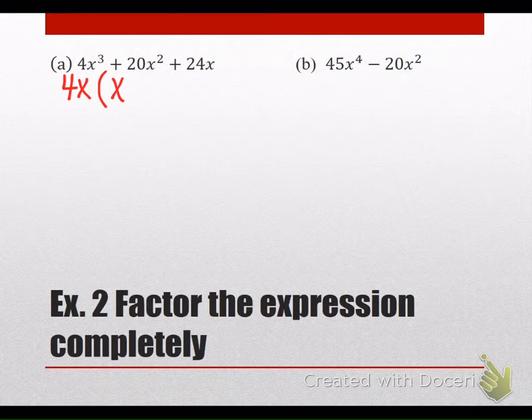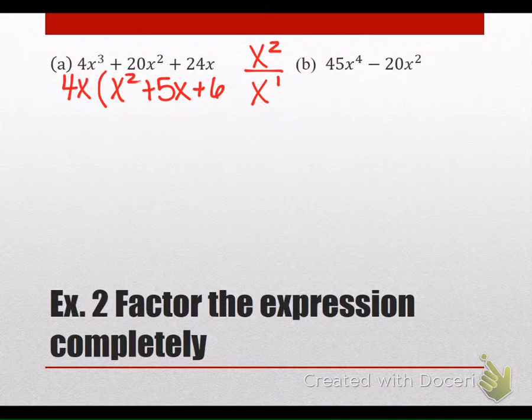X to the third. Hold on. You did 4x cubed divided by 4x. So you pulled one of those x's out. So I don't need anything. Well, it was x to the third divided by x to the first. So x squared. Okay, so x squared. Good. All right, keep going. Plus 5x plus 6x.